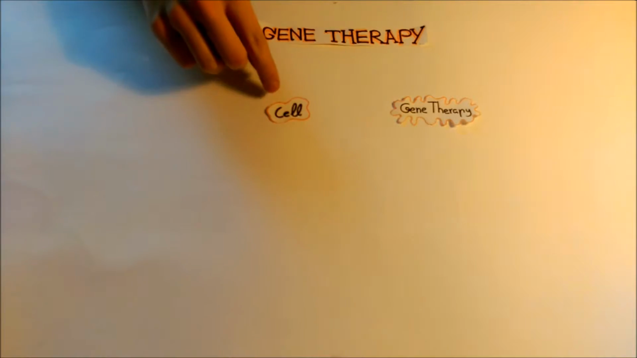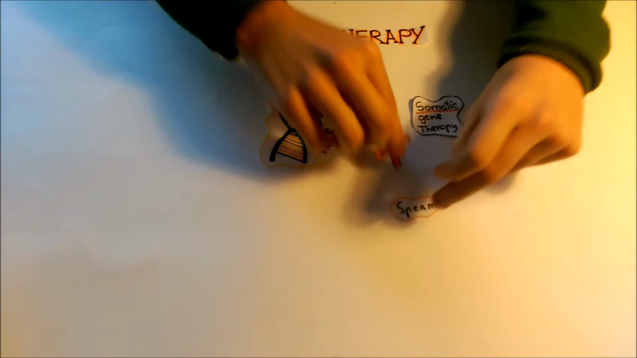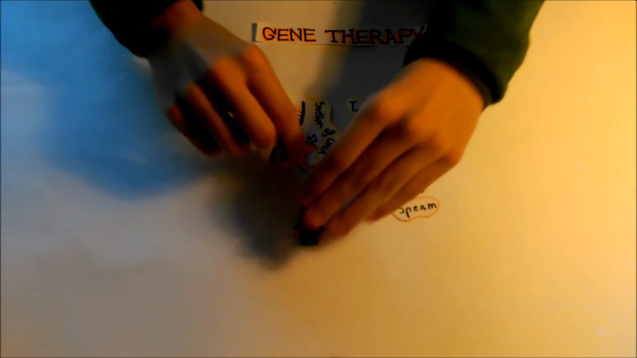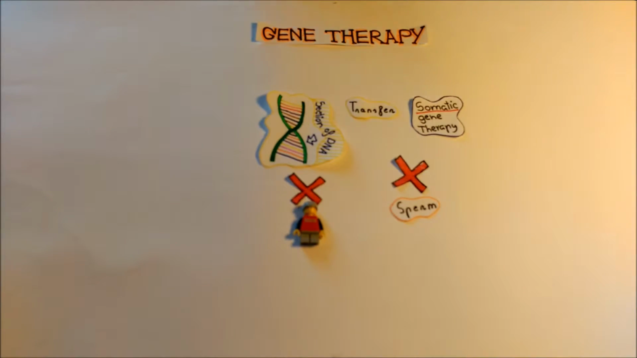There are two different types of gene therapy, depending on which types of cells are treated. Somatic gene therapy: transfer of a section of DNA to any cell of the body that doesn't produce sperm or egg cells. Effects of gene therapy will not be passed on to the patient's children.